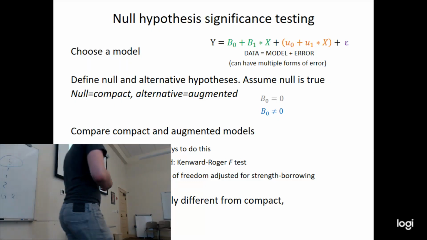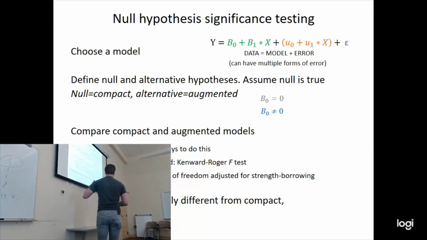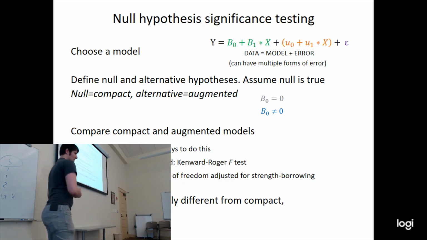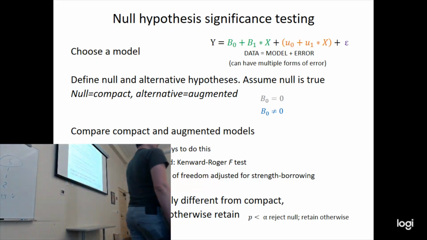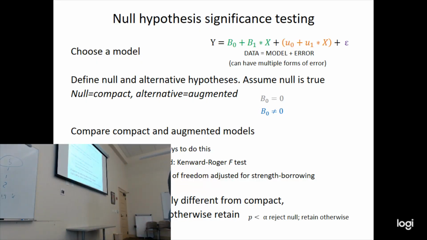Once you've compared the models, if the compact and the augmented models are sufficiently different from each other, you can reject the null hypothesis, and you can still do that using the p-value, which you compare to alpha. So a lot of the process is the same, even if the details of how you get there are different. We're working with multiple error terms, and there are different ways to do this model comparison.